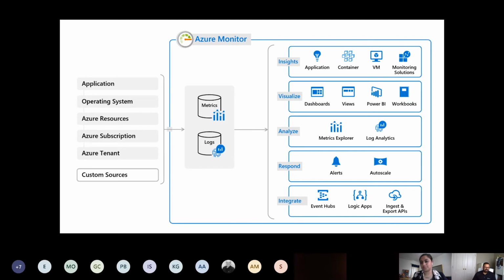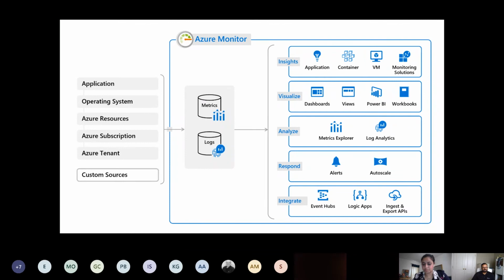Metrics database is where you get information around CPU utilization or memory utilization and stuff like that, which is all metrics related information. And logs actually get information around event logs and things happening in the runtime, right? Basically, application specific logs or OS specific logs or things like that.